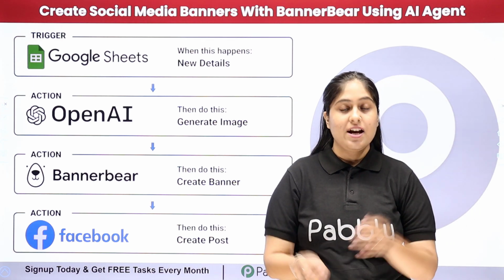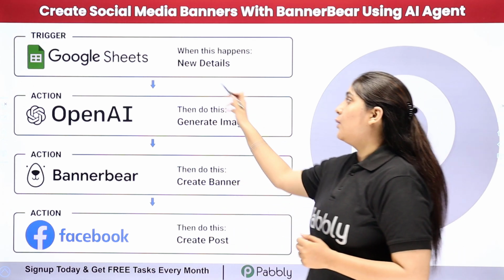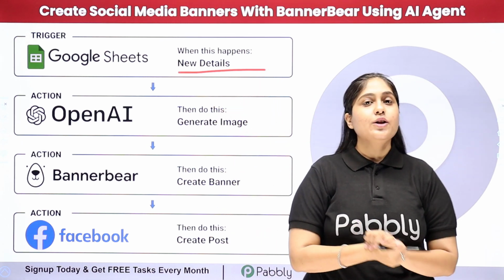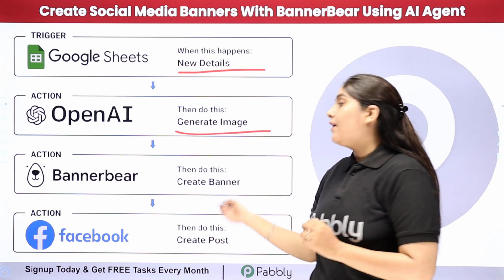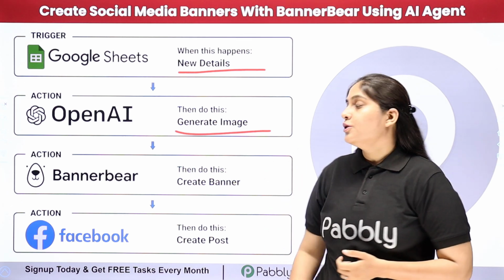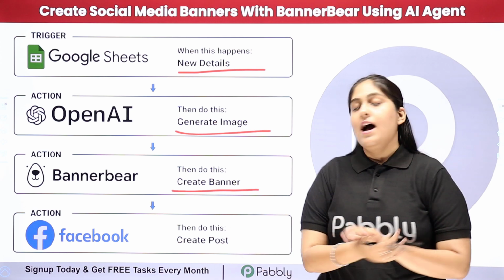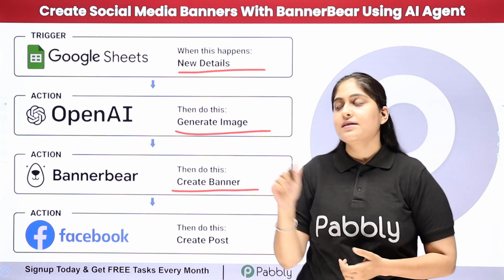using AI agent. So as a owner of a business, my objective is that whenever I'm going to add a new detail over here in my Google Sheet, then automatically using the details, OpenAI should generate a background image. And after generating the image, automatically using all the details, a new banner should be created using Bannerbear. And after creating the banner, automatically that should be shared on my Facebook page as a new post.